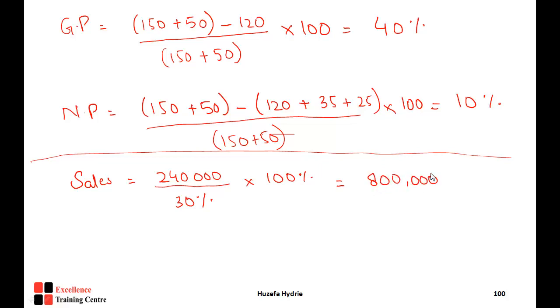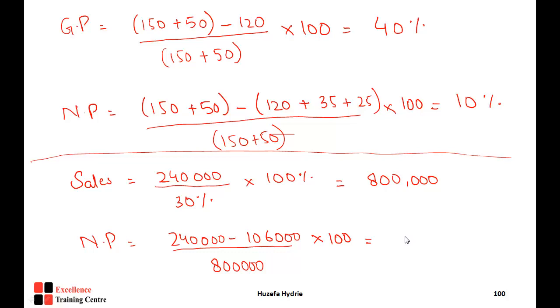800,000. So, your sales is 800,000. Now, what are the operating expenses? 106. So, gross profit 240 minus 106. Your net profit will be? So, that will be 134 divided by your sales, that is 800,000 multiply by 100. So, what are we getting as net profit? 16.75%. Okay, any confusion up till here?